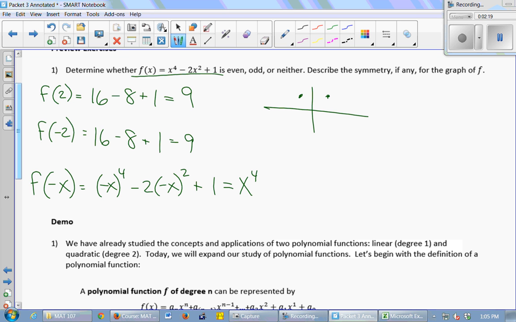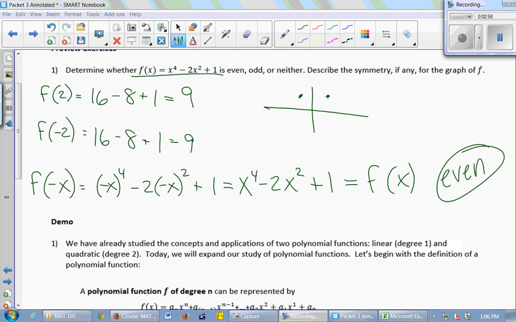What do you get when you take negative x and square it? X squared. Negative x times negative x is x squared. So I've got minus 2x squared, and then I've got plus 1. Does that formula look familiar? What does it look like? What I started with. That is exactly f of x. That's the algebraic definition of even symmetry. When you plug in a negative x, you get the same thing as when you plug in a positive x. So this is even.